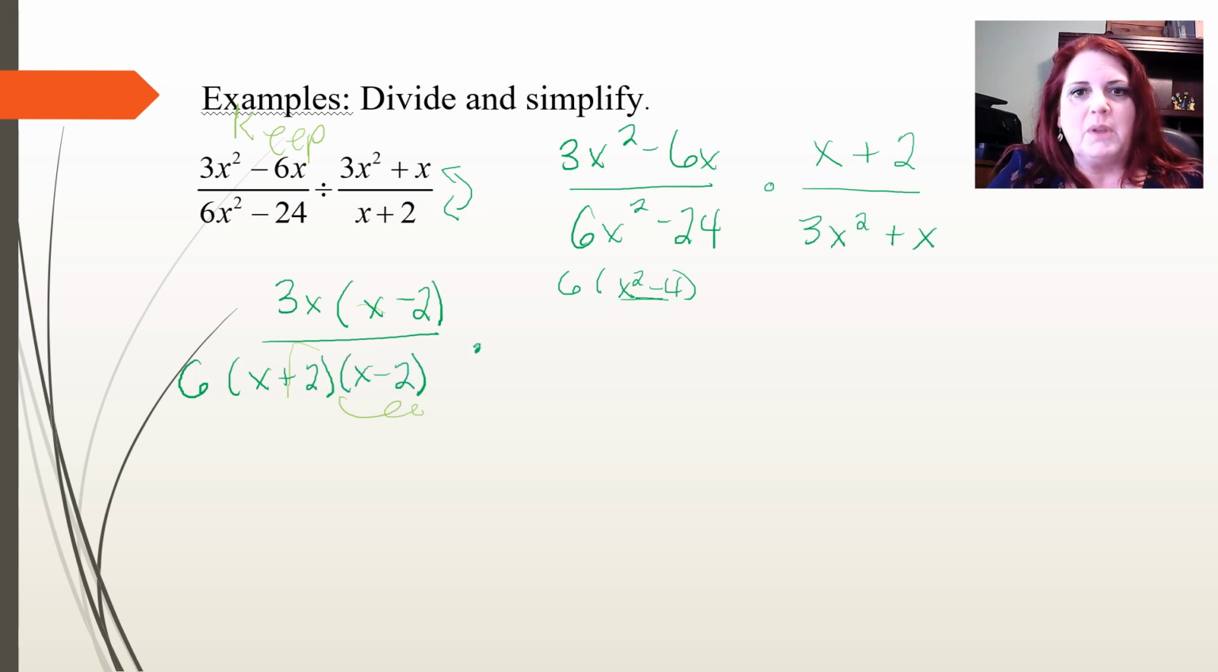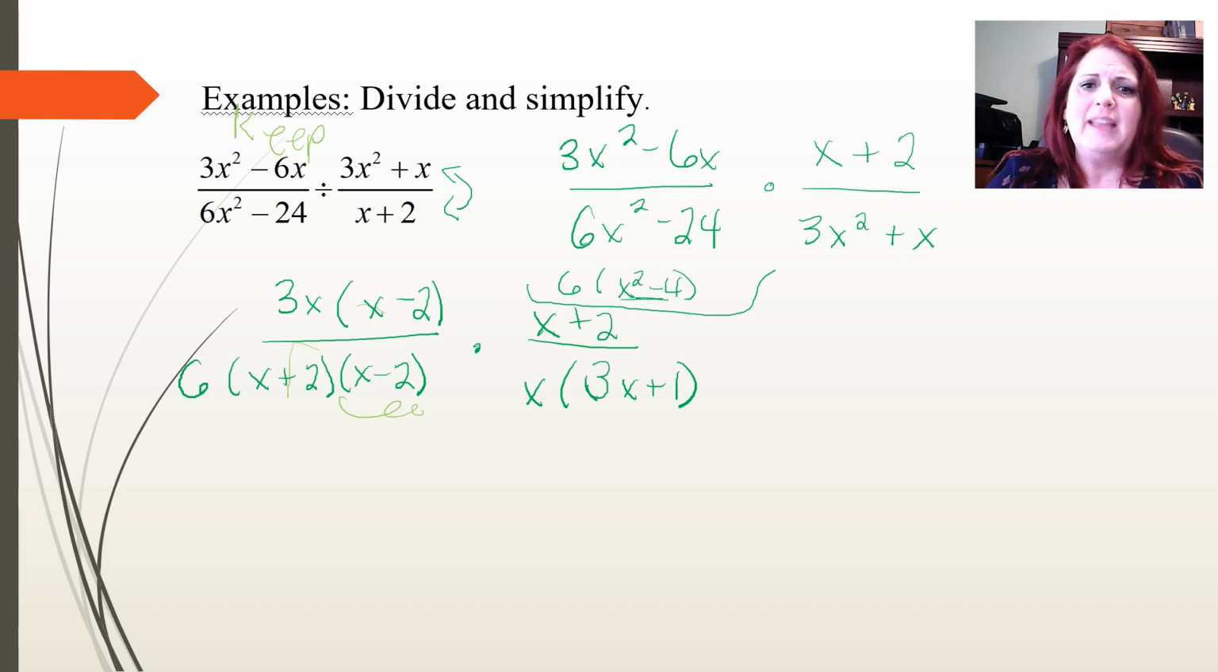And then we're going to multiply that by x plus 2, let's just give ourselves a line, which is prime. I can't factor that. But the bottom, 3x squared plus x, has a common factor of x. And I'm going to factor that. And so we'll have x times 3x plus 1. All right, let's go ahead and do some canceling here.